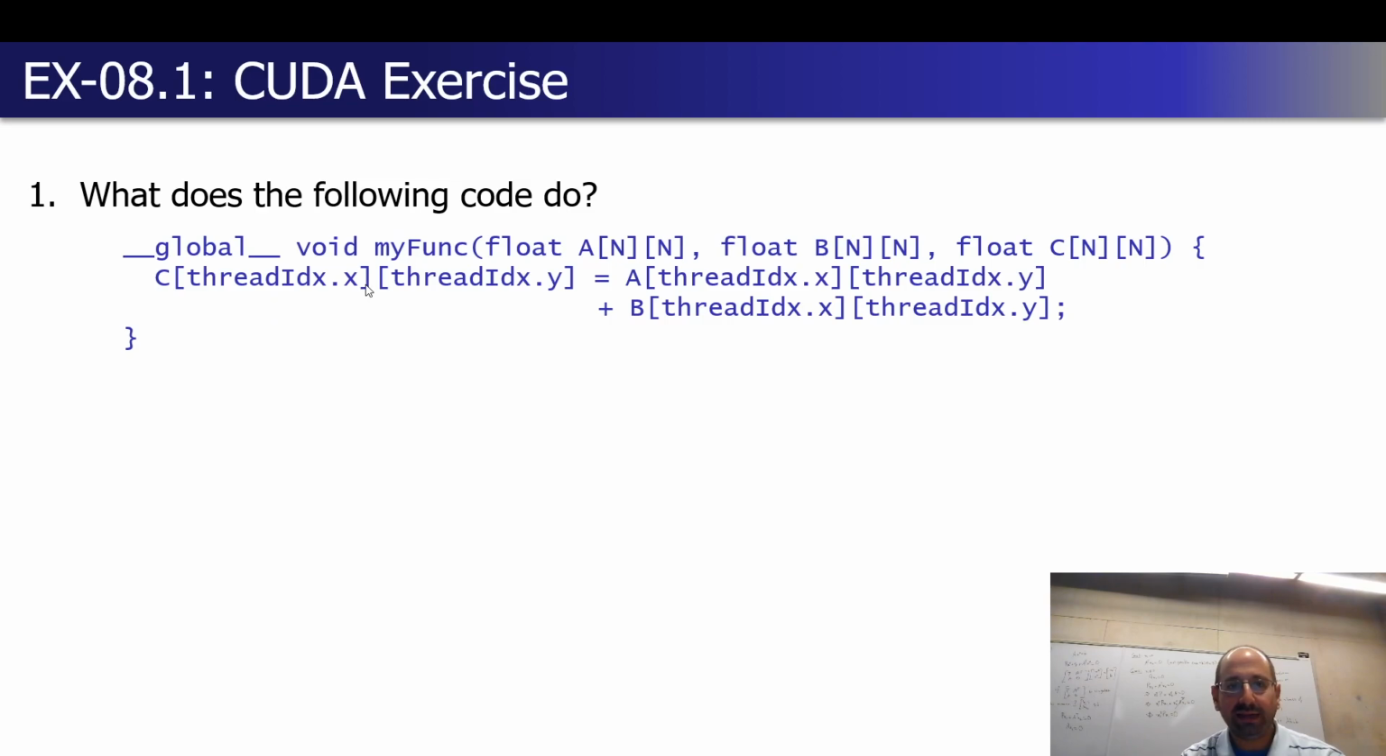Take an X index for the thread to determine maybe the row of the matrix. We take the Y index of our thread to determine the column of the matrix we're interested in, and then consequently each thread would be responsible for one element in that matrix, adding the same location of A to the same location of B to store the results in the same location in C.